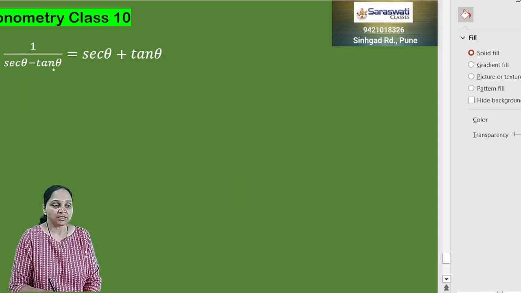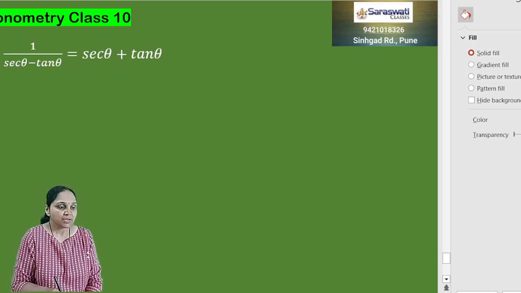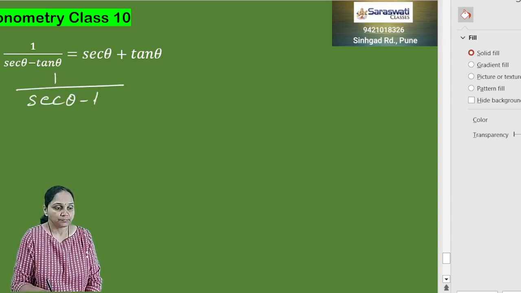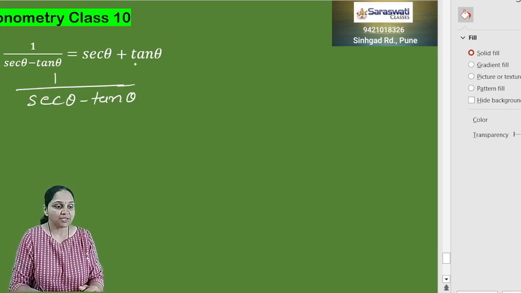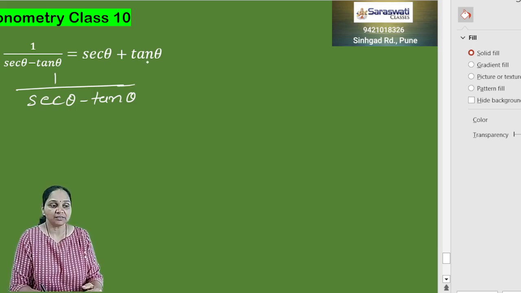Our next example is this one. 1 upon sec theta plus tan theta is equal to sec theta plus tan theta. This is also very easy. Consider LHS. ये जो प्रूफ करना होता है उसके राइट साइड में भी हिंट होता है. अभी यहाँ पे देखो सेक थीटा प्लस टैन थीटा प्रूफ करना है जो कि न्यूमरेटर में है.